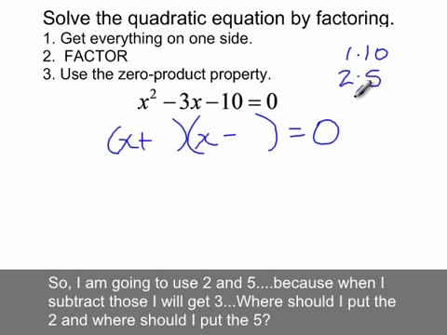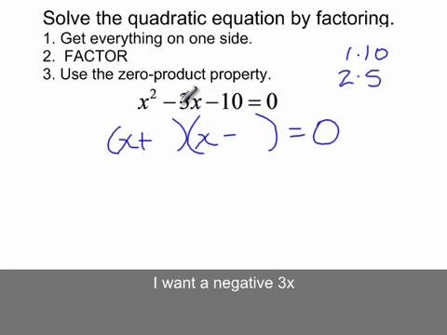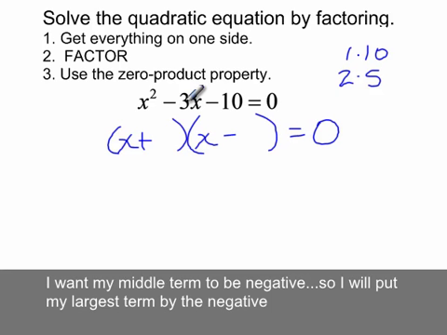So I'm going to use 2 and 5 because when I subtract those, I get 3. Where should I put the 2? Where should I put the 5? I want a negative 3x. I want my middle term to be negative. So I'm going to put the largest number by the negative.